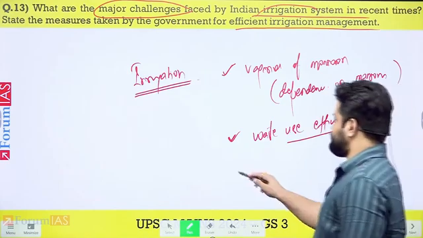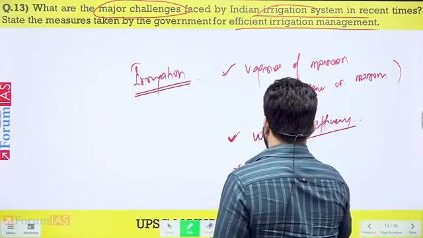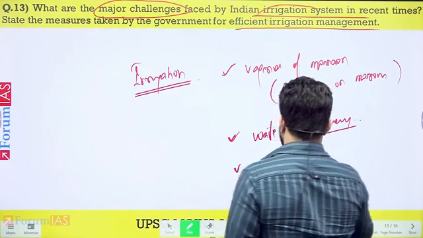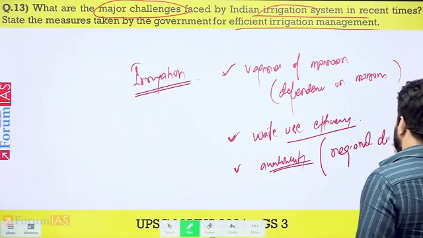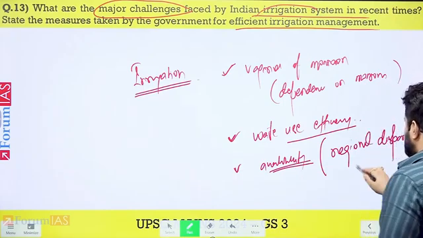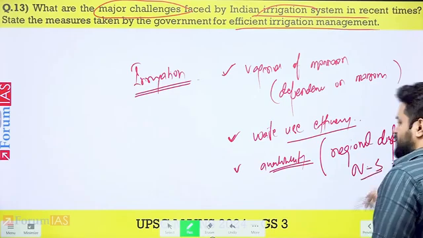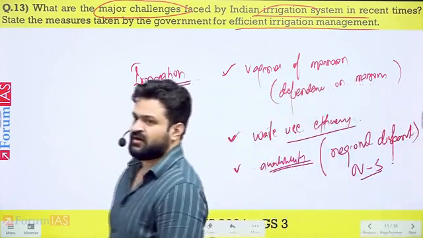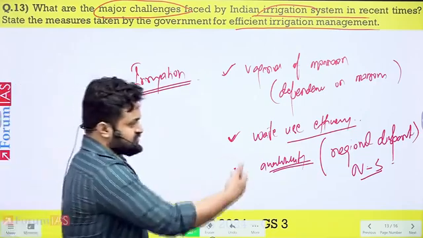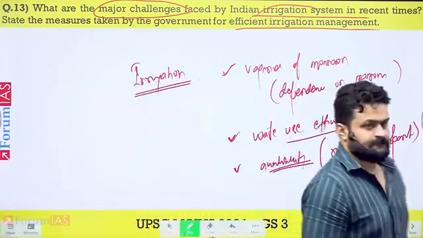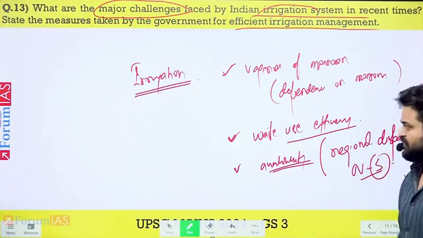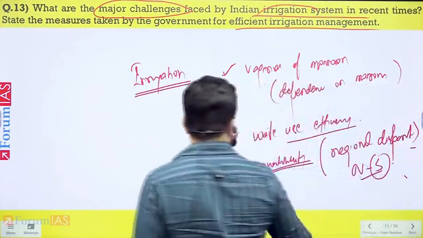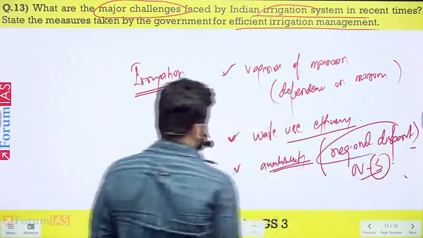Then availability, and in this regard there has been regional disparity, especially north and south. Many of the rivers in North India are perennial, and in that case they provide water for irrigation throughout the year, but that has not been the case in southern India and also western India. So regional disparity in availability has been a challenge.